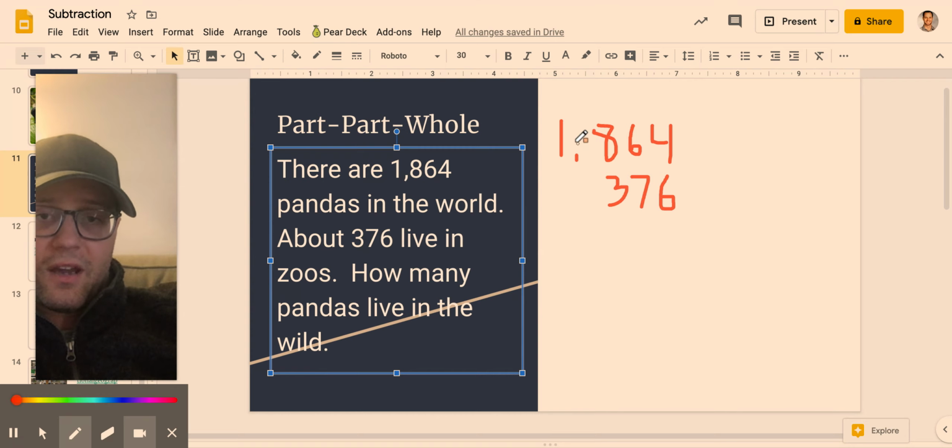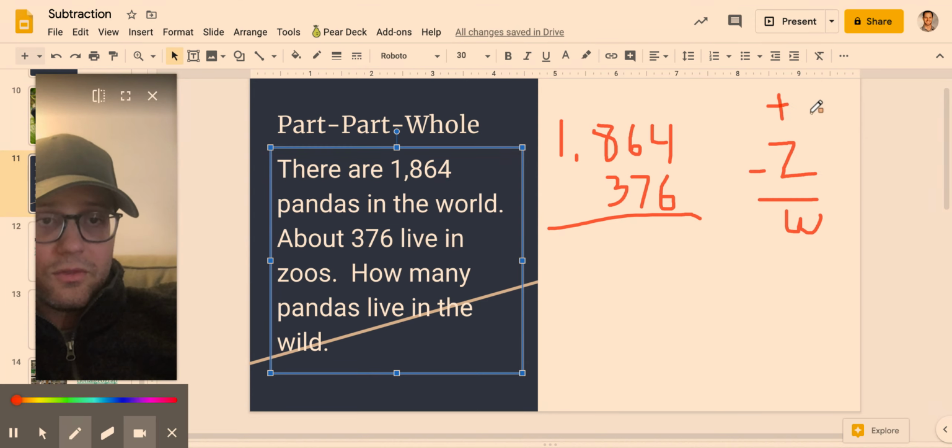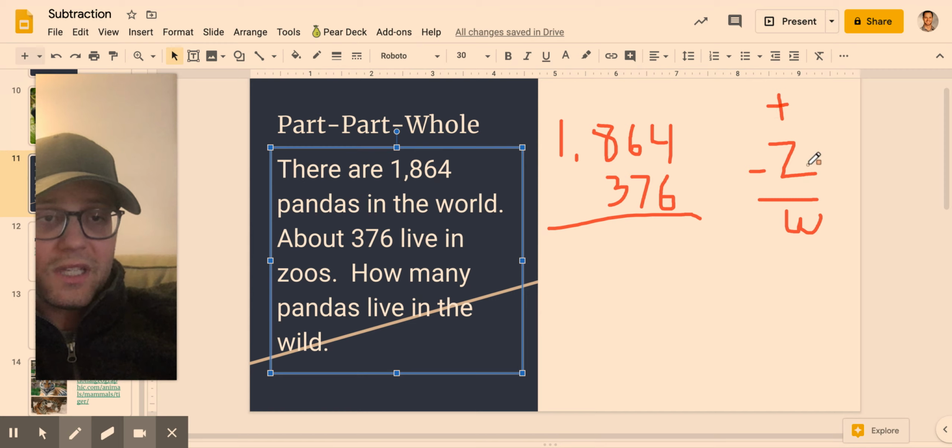So if you have 1,864 pandas in the world and you take away how many are in the zoos, whatever is left will be how many there are in the wild. So if you take your total and take away zoos, that will equal how many are in the wild. Let's see, 4 take away 6.